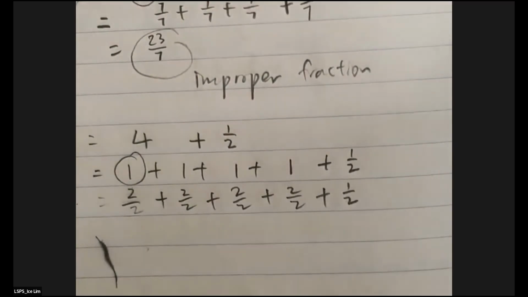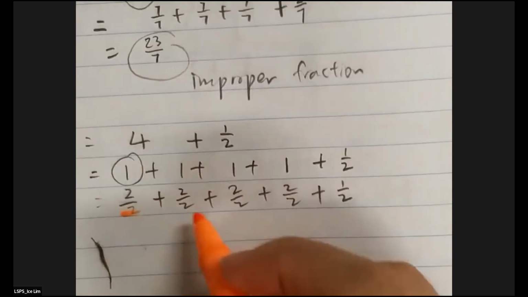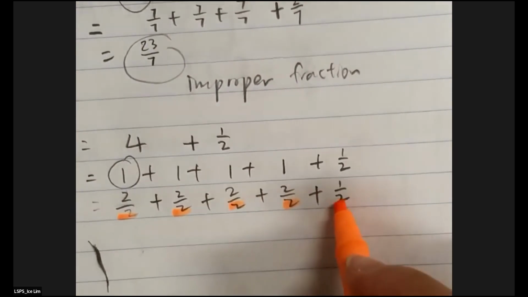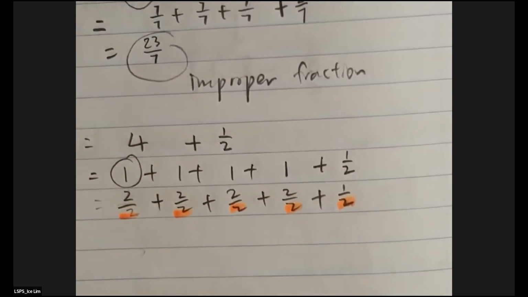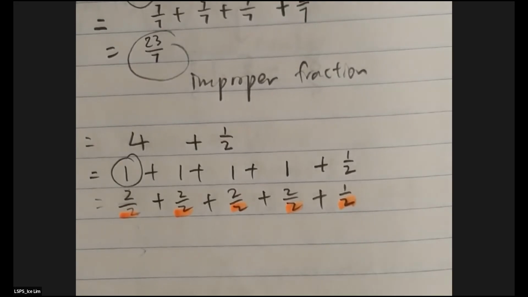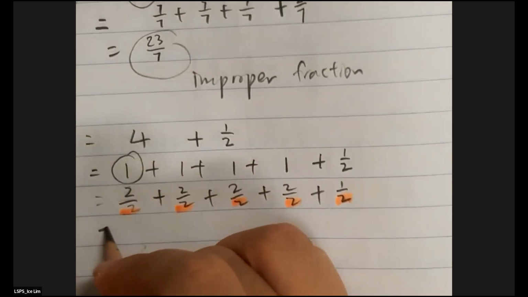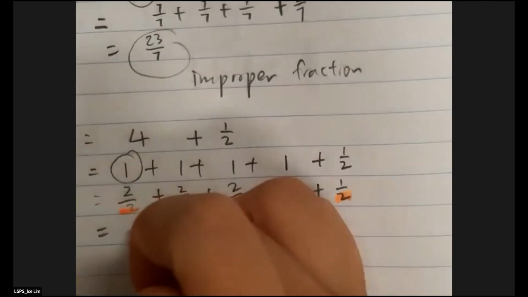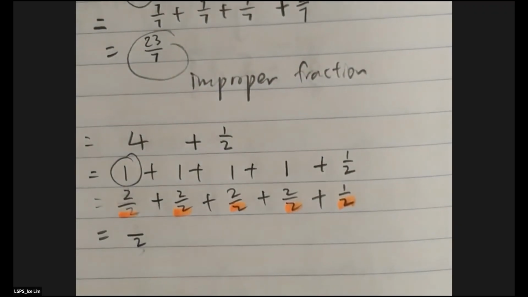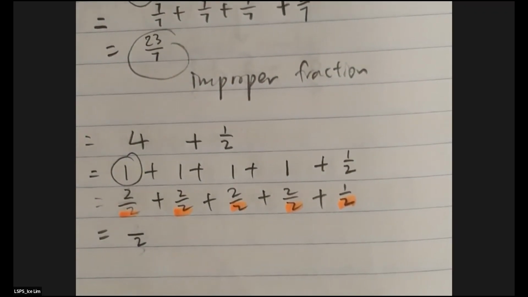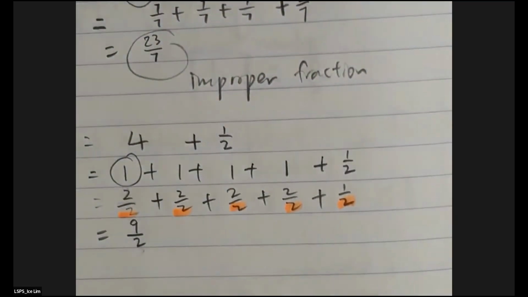So what I want to do is change them all to halves, where the denominator is the same. Then I just have to add, like how I add like fractions when I learned at primary 2. What will be the answer? 9 halves.